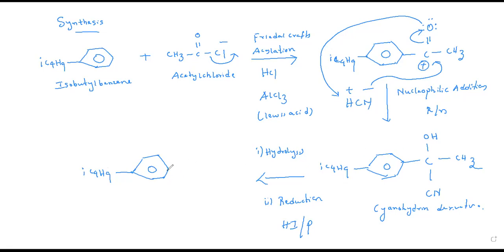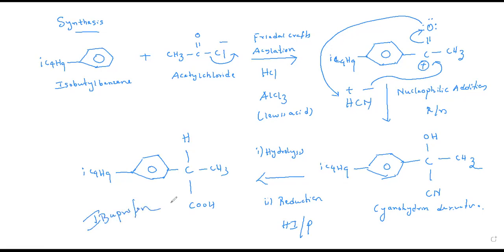So you will get carbon. When cyanides are subjected to the hydrolysis process, you will get carboxylic acid. And when it is subjected to reduction, oxygen will be removed and hydrogen will be there as such, followed by CH3. So this is the basic structure of ibuprofen.